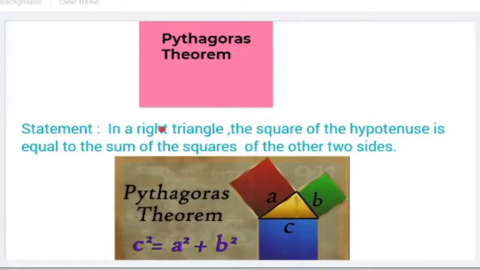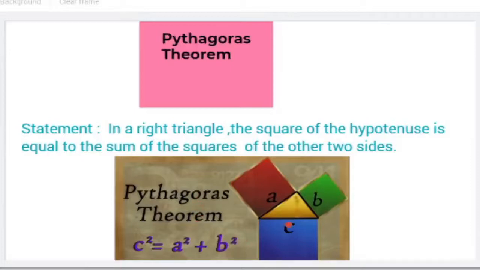So in a statement you can write Pythagoras theorem. In a right triangle, the square of the hypotenuse is equal to the sum of the squares of the other two sides. This is the statement of Pythagoras theorem. In class 7 you have to learn this statement. In a right triangle, the square of the hypotenuse is equal to the sum of the squares of the other two sides. So we can remember this figure for easy understanding.